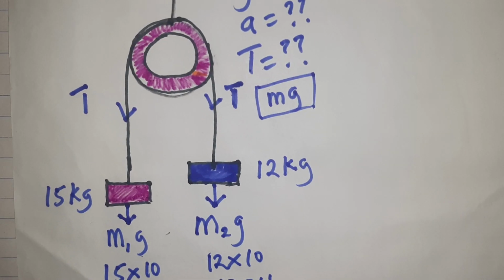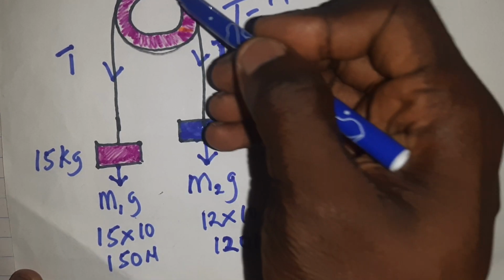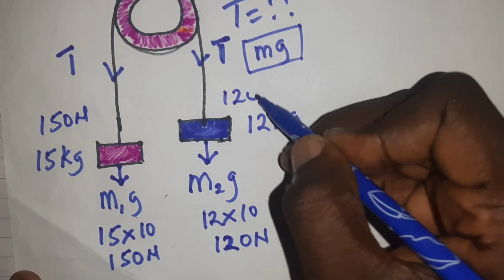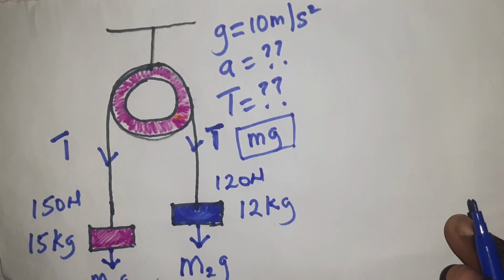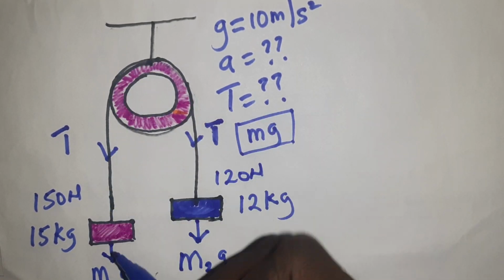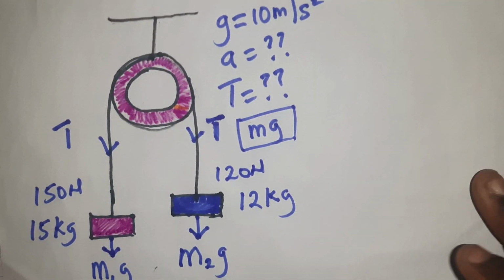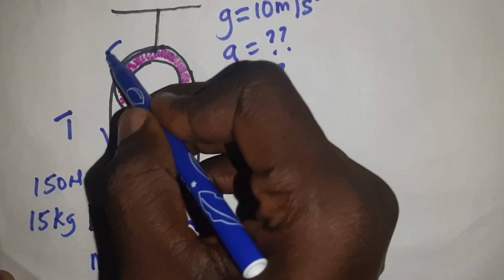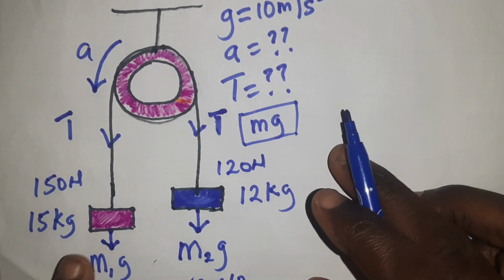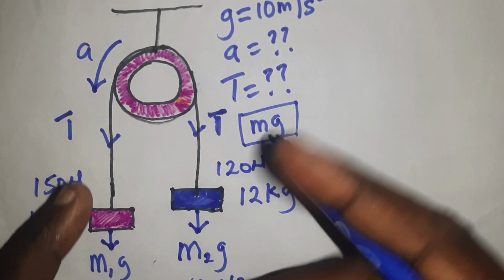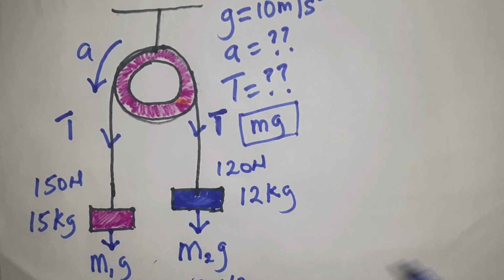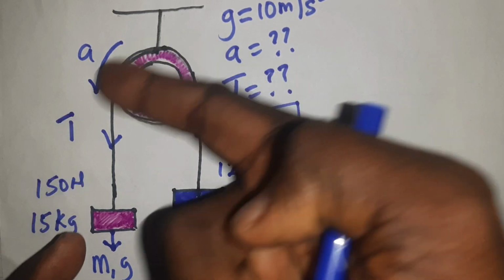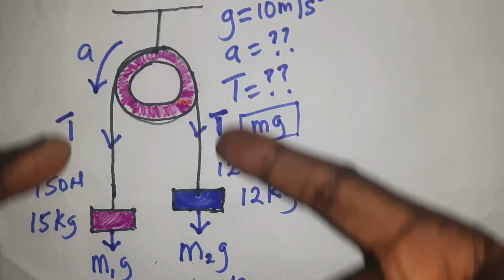So definitely we know that 150 Newton is pulling this way. Let me write it up here: 150 Newton, and here is 120 Newton. So 150 Newton is pulling this mass this way, and 120 is pulling this way. Definitely we know that the acceleration is going to be this way, because 150 Newton is going to win this war between itself and the 120 Newton. 150 Newton is clearly bigger than 120, so the masses will fall this way, and that means the acceleration is going to go this way.